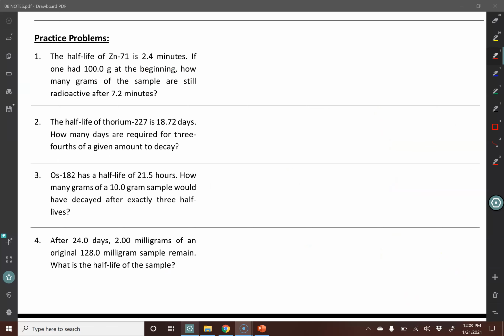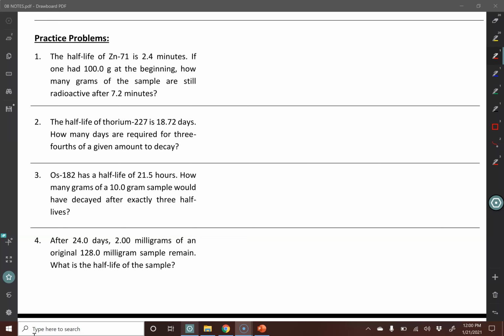So for half-life problems, there isn't really just a specific formula that you're going to end up applying per se. You're going to have to figure some things out. So let's take a look at this practice problem. Question 1: the half-life of zinc-71 is 2.4 minutes. If one has 100 grams at the beginning, how many grams of the sample are still radioactive after 7.2 minutes?